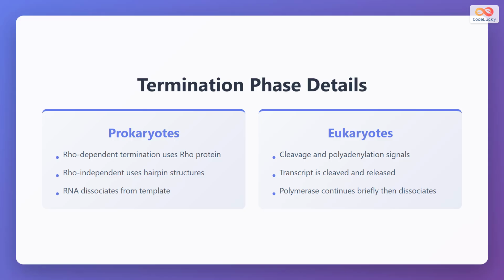Termination mechanisms differ between prokaryotes and eukaryotes. In prokaryotes, termination can be rho-dependent, which uses a protein called Rho, or rho-independent, which relies on hairpin structures in the RNA that cause the transcript to dissociate from the template. In eukaryotes, the process involves cleavage and polyadenylation signals. The transcript is cleaved and released, while the polymerase continues briefly before dissociating from the DNA. These mechanisms ensure that transcription stops at the appropriate location.